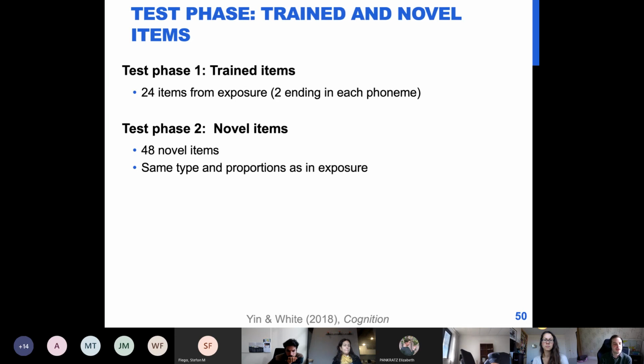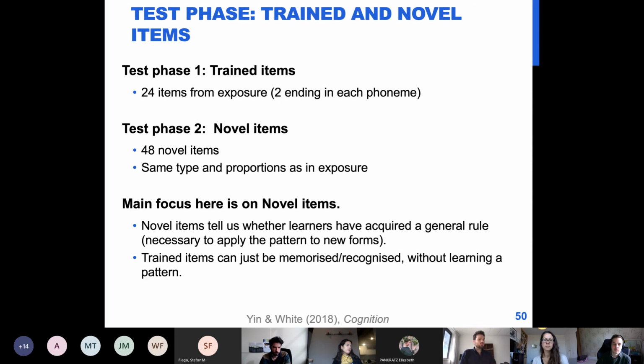In the test, we had 2 phases. So first we tested them on some trained items, some of the same stems they had seen in training already. Then we tested them on some novel items, some new stems they hadn't seen before. And the main focus here is on the novel items. The novel items are going to be the ones that tell us whether they've learned some kind of general rule. The trained items in these kinds of studies can always be memorized or recognized. They might just recognize that they've seen that in training before. So they can do quite well in those even if they haven't learned any kind of general pattern. So it's a good idea to include novel items.